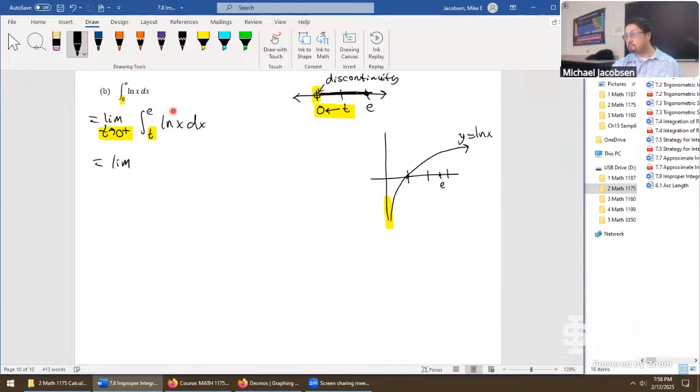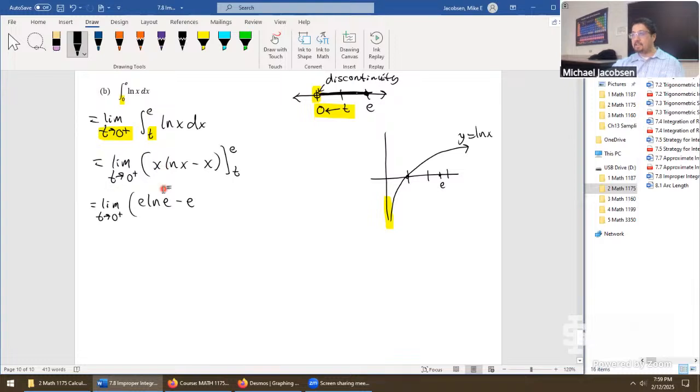This is the limit as t approaches 0 from the right of x natural log x minus x, the whole thing evaluated from t up to e. So let's plug these in. Limit as t goes to 0 from the right of, plugging in an e first gives us e natural log e minus e. But the natural logarithm of e is 1. Let's actually say that on the graph. Here's e. That would output directly to a 1. So this is just e minus e right here. The whole thing is going to cancel.